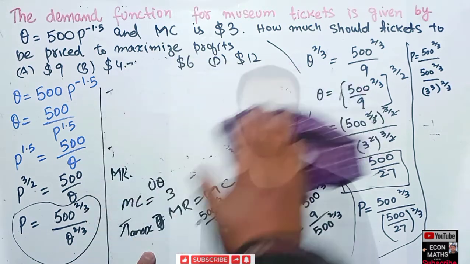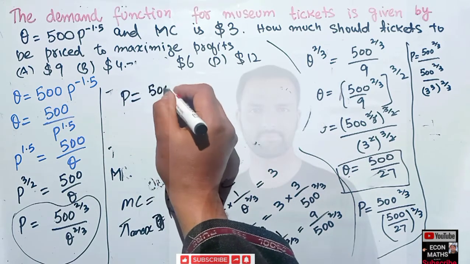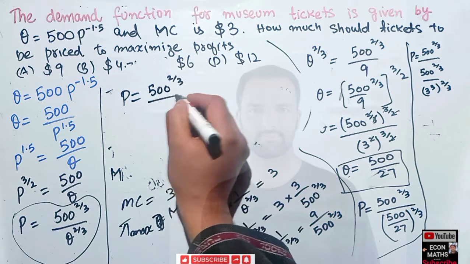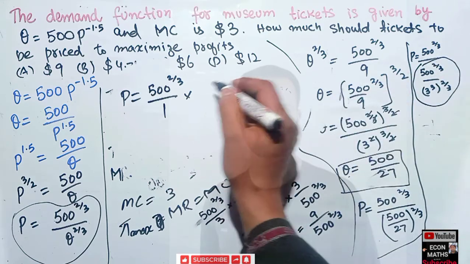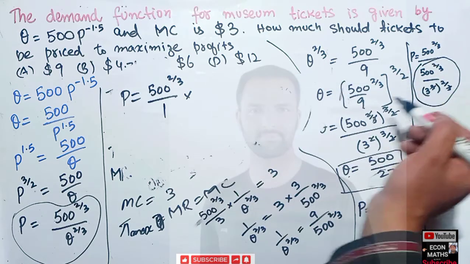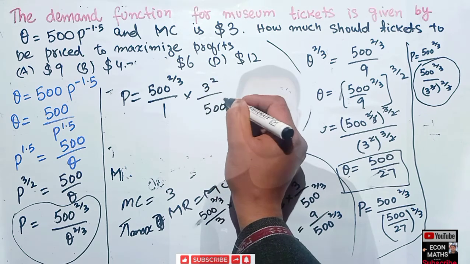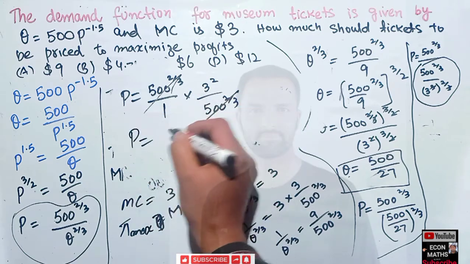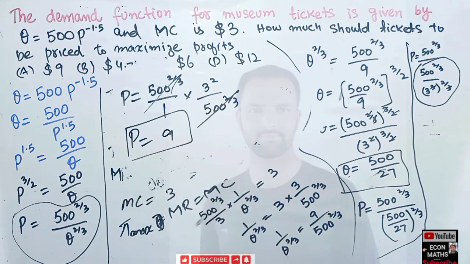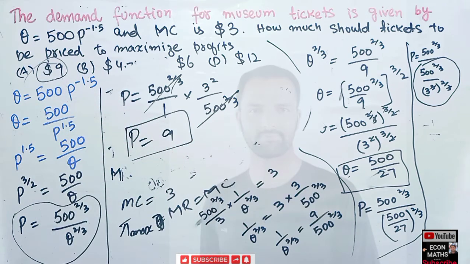Okay, so let me wrap this first here. I am getting confused. So we have p is equal to 500 raised to the power 2 upon 3 divided by 1. Taking this term to the numerator, it will get reciprocated. The 500 terms will get cancelled, so we are left with 3 square upon 500 raised to the power 2 upon 3. We are left with p is equal to 3 3s are 9. That means the profit maximization price should be equal to 9, and I hope yes, 9 is in the options.